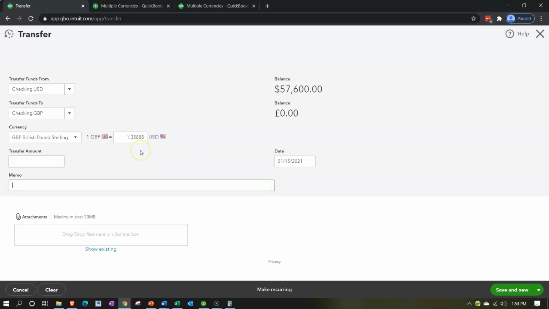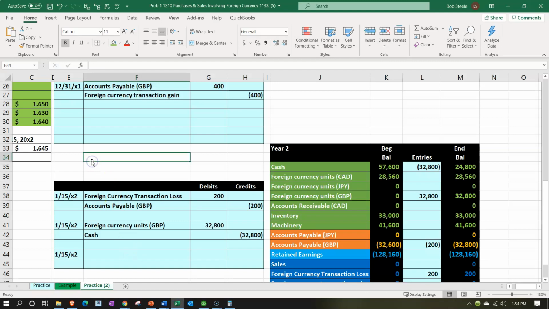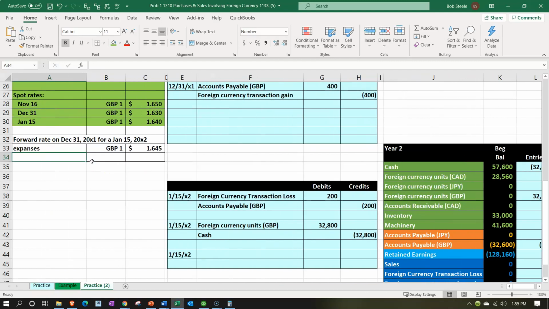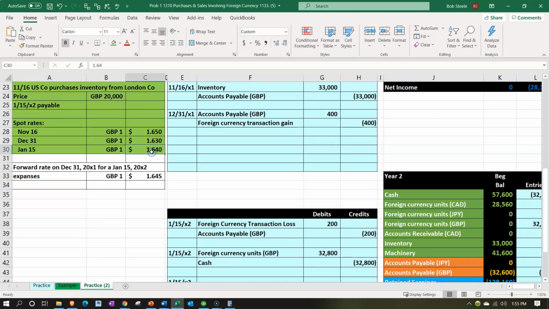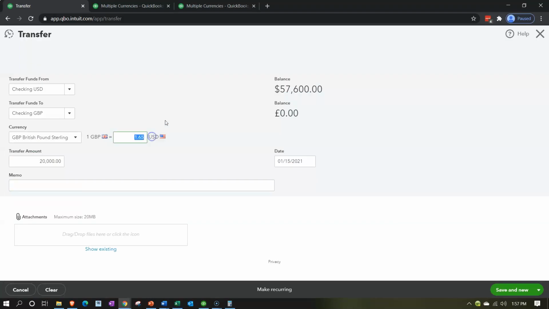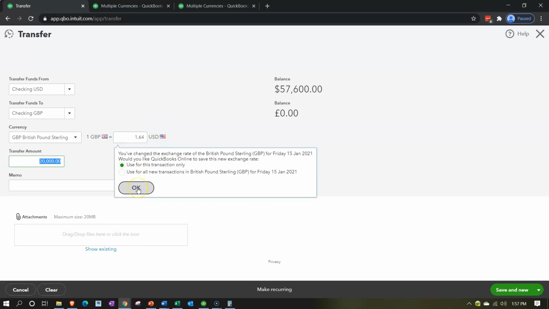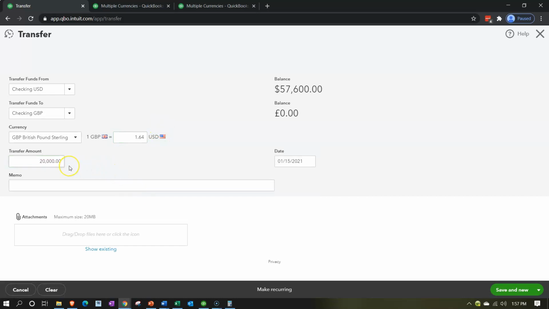That would then give us the proper exchange rate. It did, but we're using a book problem, so we're going to pretend that the proper exchange rate is in accordance with our book problem here, which is 1.64. So let's make this 1.64, and then I'm going to say use just for this transaction, and then down here, I'm going to put the 20,000. I believe the 20,000 is going to be for the foreign currency, which will then be exchanged, as opposed to us putting in the US dollar equivalent that would then be transferred.